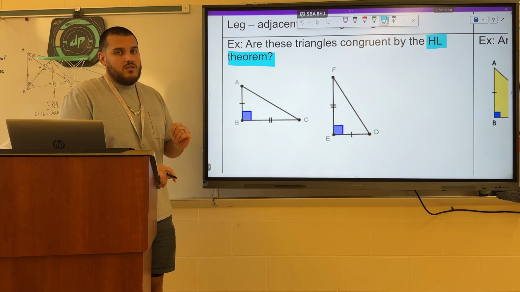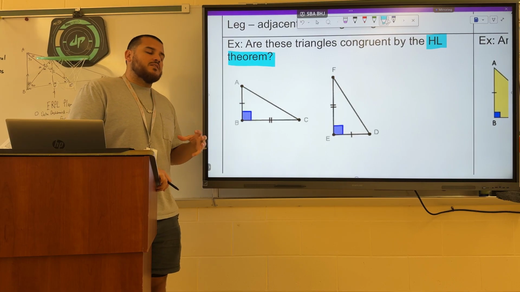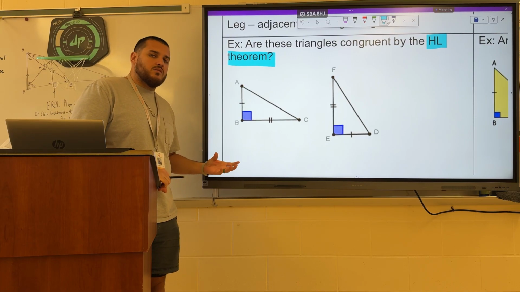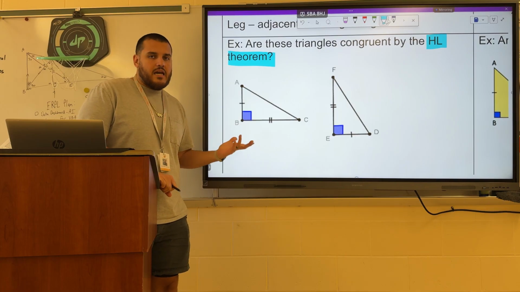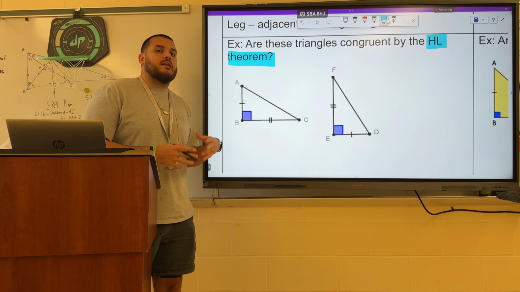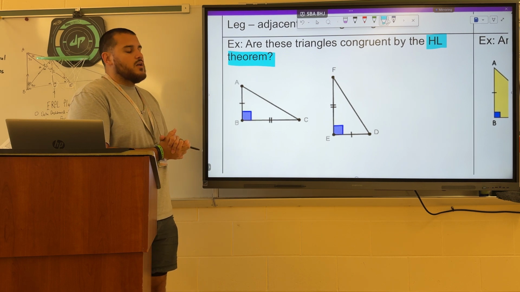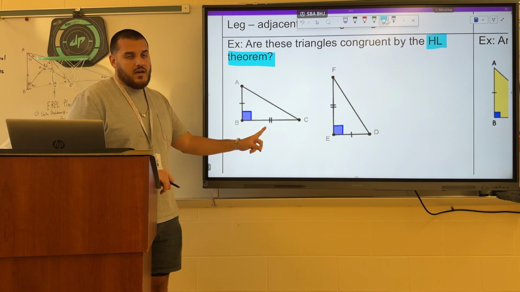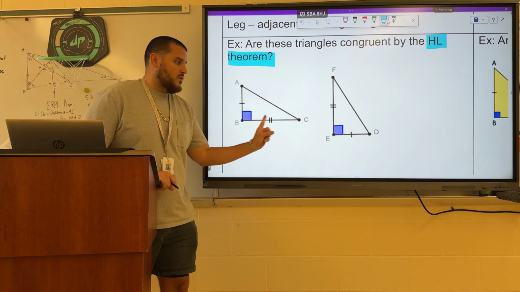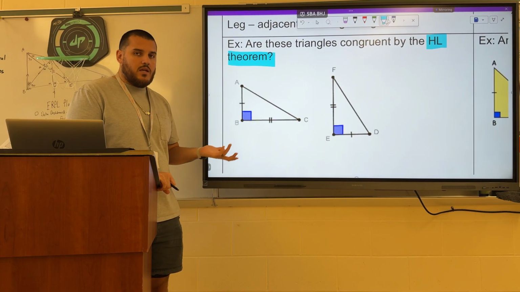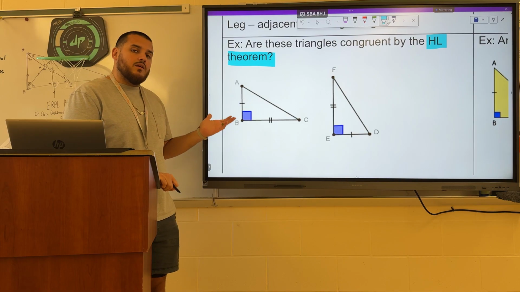We have right triangles. The problem a lot of students have, though, is when they see right triangles, they think automatically they have to be congruent by hypotenuse leg and that no other theorem would apply there. That's not the case here. These triangles are congruent by side angle side. Two sides, the included angles are both 90. Those are congruent angles. This gives us the side angle side theorem.